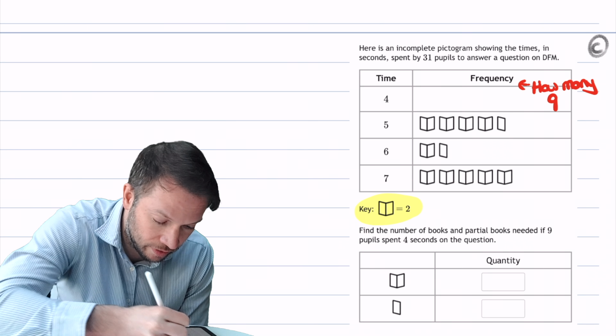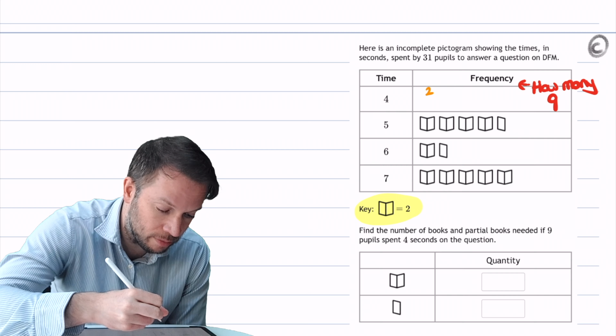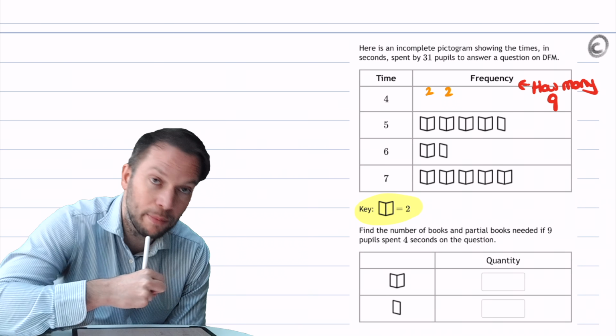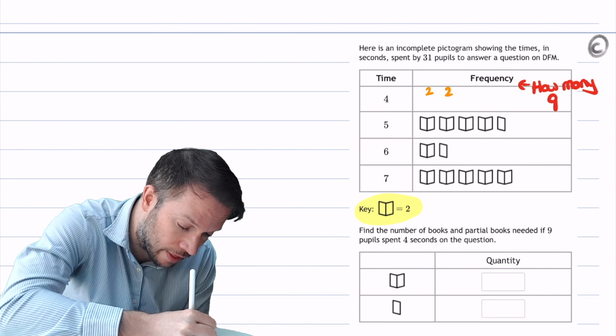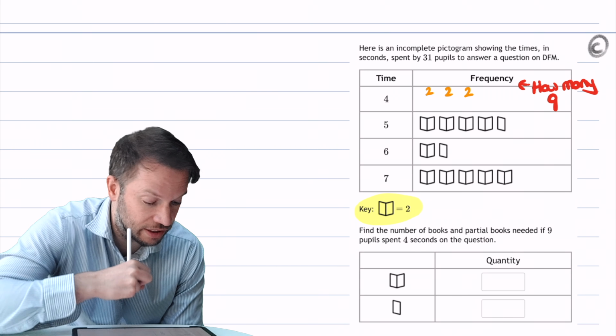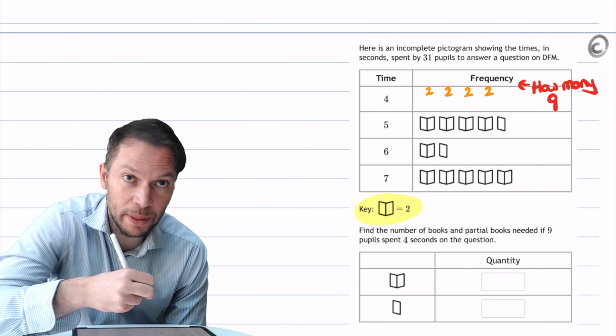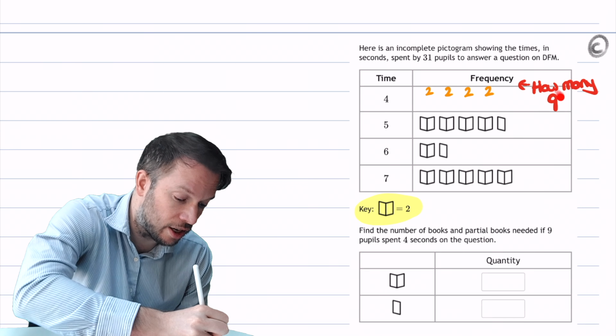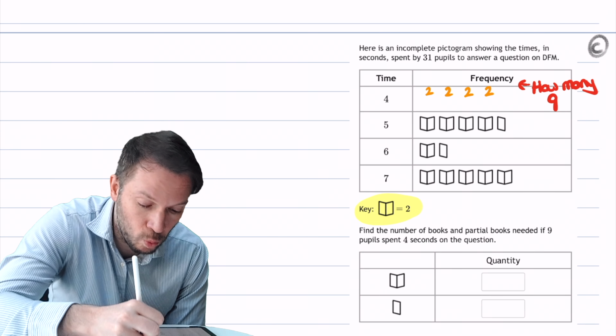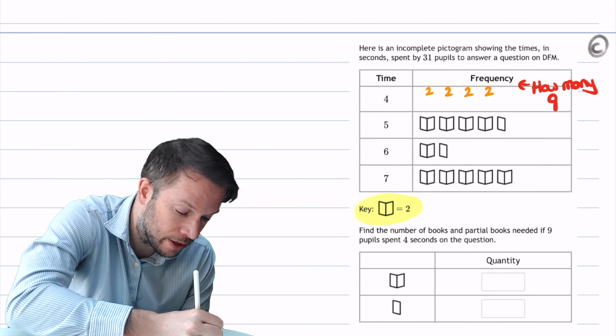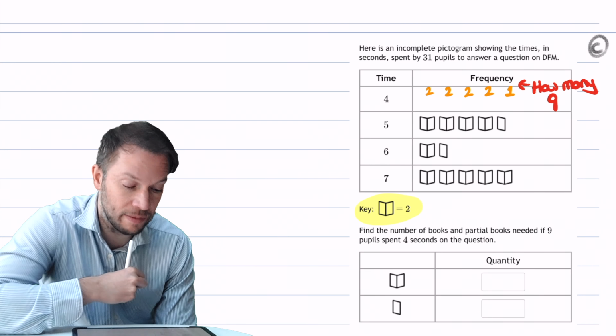So we're going to have 2 people. And then another 2 people, that gets us up to 4 people. And then another 2 people, that gets us up to 6 people. Then another 2 people, that gets us up to 8 people. But we need to represent 9 people, so we need an additional 1 person. And we'll think about how we can represent that using a symbol.